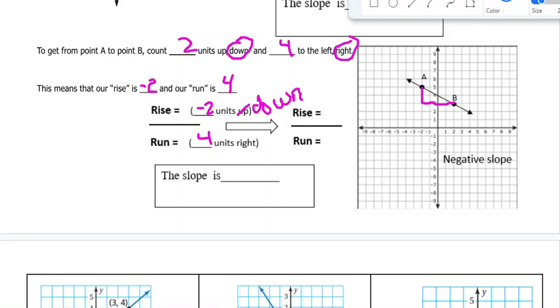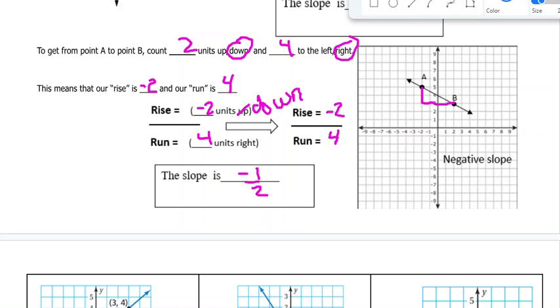So my rise over run is -2 over 4. All right, but to get my slope, I have to have a simplified fraction. -2 over 4, I can simplify. These are both able to be divided by 2. -2 divided by 2 is -1. 4 divided by 2 is 2.